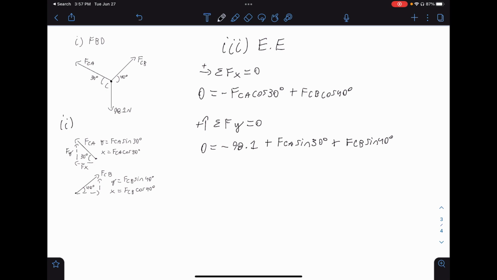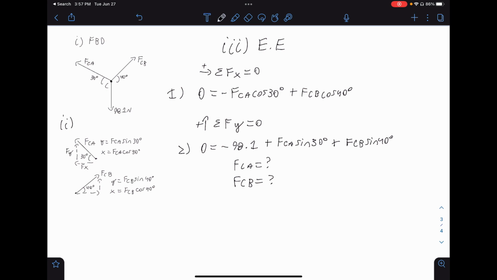Now, remember, what are we actually trying to do in this problem? And that's to find the tension in cables CB and CA, right? CA and CB. And that is FCA and FCB. So we're going to have to solve for these values. So as we can see, we have two equations. We have equation 1 right here and equation 2 right here. And there's two unknowns in these equations. We don't know FCA and we don't know FCB.